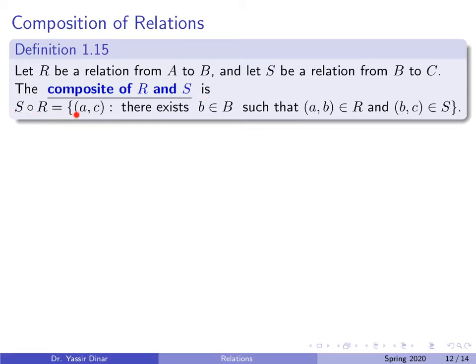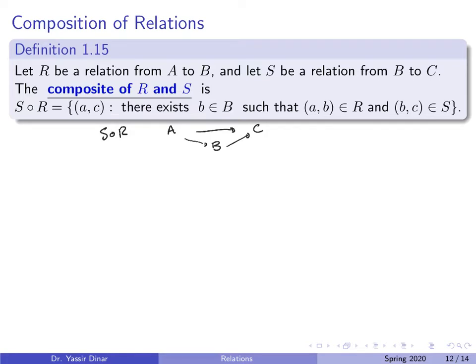It is all the pairs (A, C) where you can find B in the set B such that the pair (A, B) is in the relation R, while the pair (B, C) is in the relation S. Note that by definition, the relation S circle R is a relation from A to C, and this relation is done through the set B.